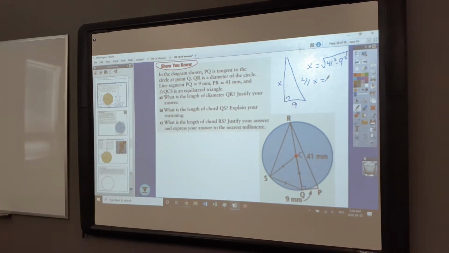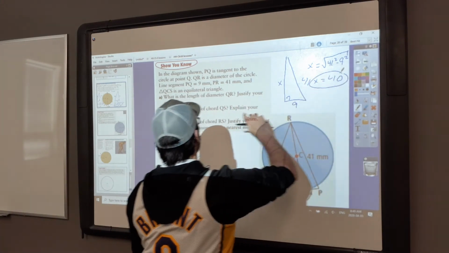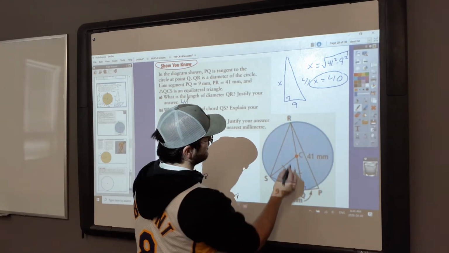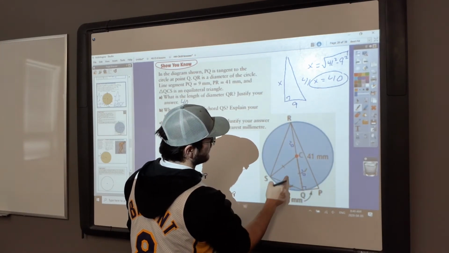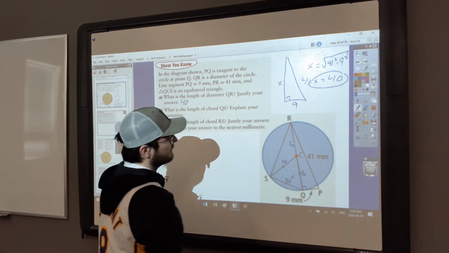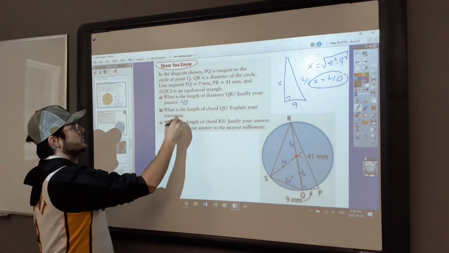Okay, so we'll run through that quick. 41 squared minus 9 squared gives you 40. So that means the diameter is 40. But again, it's not going to be useful for me to write that all out and make a big mess of things. I'm going to use these distances, 20, 20, and 20, because the radius, so QS, is also 20.